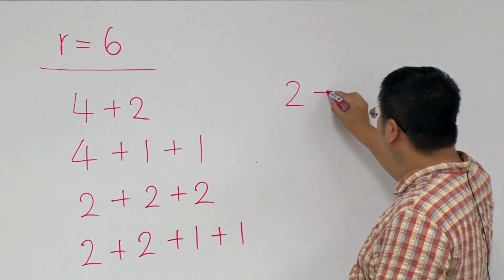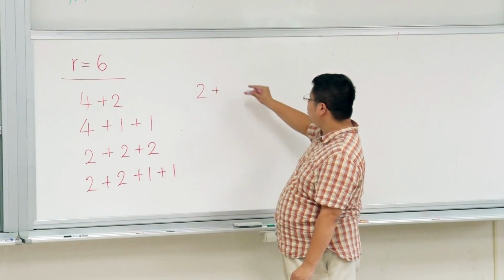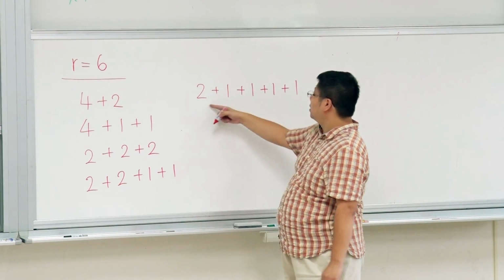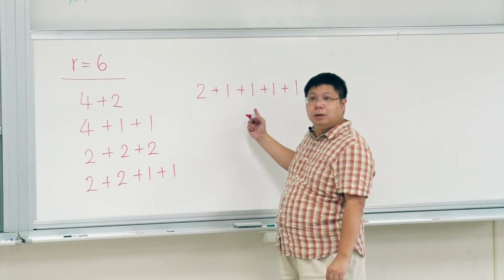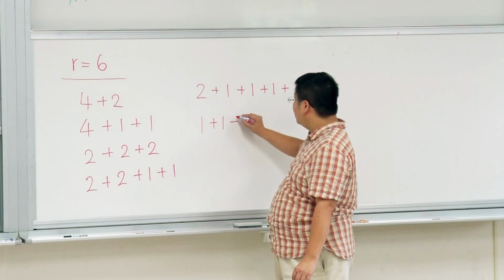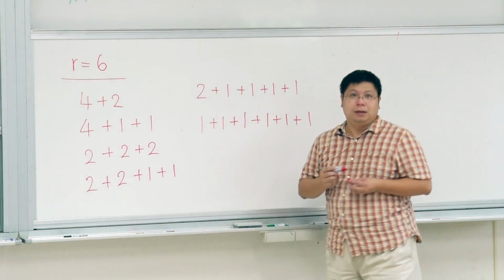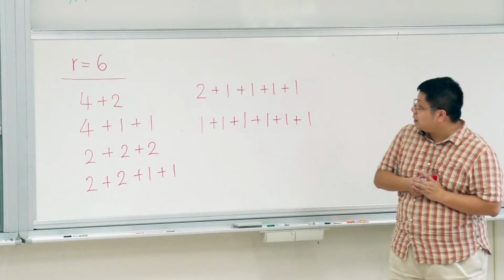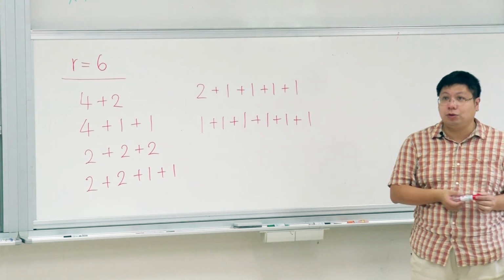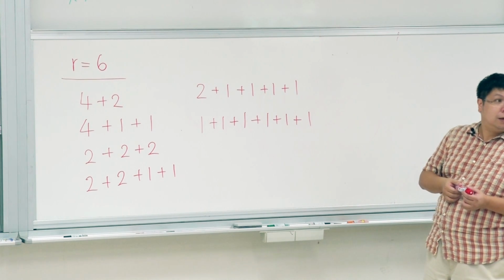And then 2 plus 2 is gone, so you must have 2 plus 1 plus 1 plus 1 plus 1. All the 2's are listed, right? So the only case left is 1 plus 1 plus 1 plus 1 plus 1 plus 1. Did I miss anything? So these should be all the cases where we can partition 6 into 2 powers.